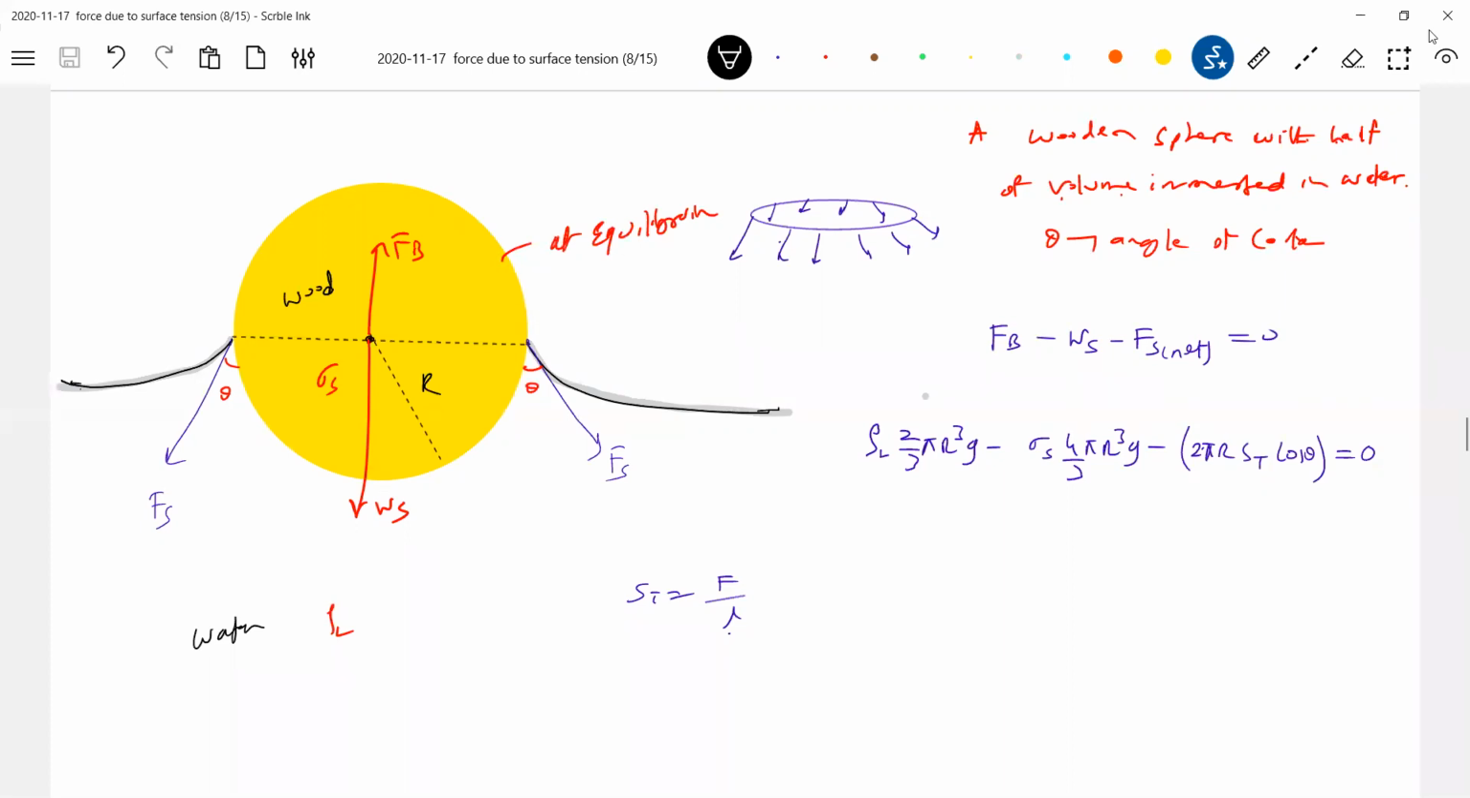Okay, there's the equation what you can put. What is theta? Theta is the angle of contact. Now if water wets wood completely, tell me what happens to theta? Theta in that case will become 0. Otherwise theta will be say 1 degree, 5 degree, whatever angle they give, substitute here.